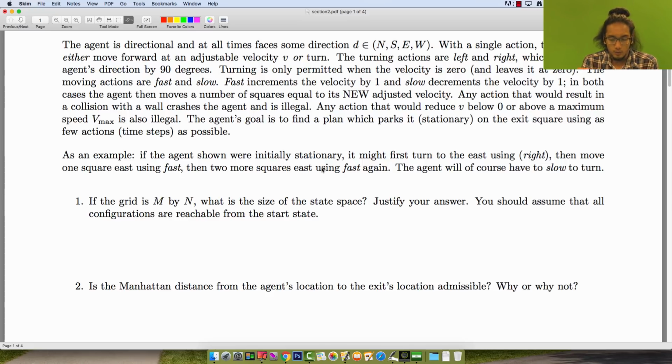If the grid is m by n, what is the size of the state space? Justify your answer. So this is a standard question about the size of the state space, and there's a more or less standard way of approaching these kinds of questions. Your first question is, what are all the variables I need in my state? What does this mean? It means, what is the set of all things I need to keep track of in order to know at what stage I am in the game, right?